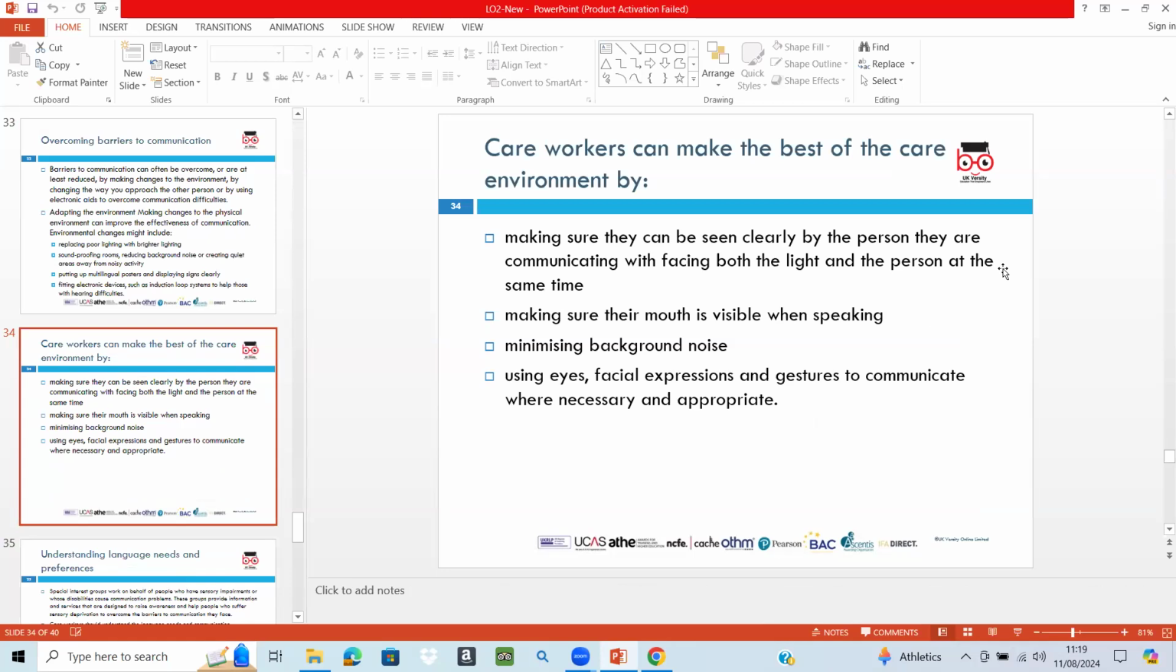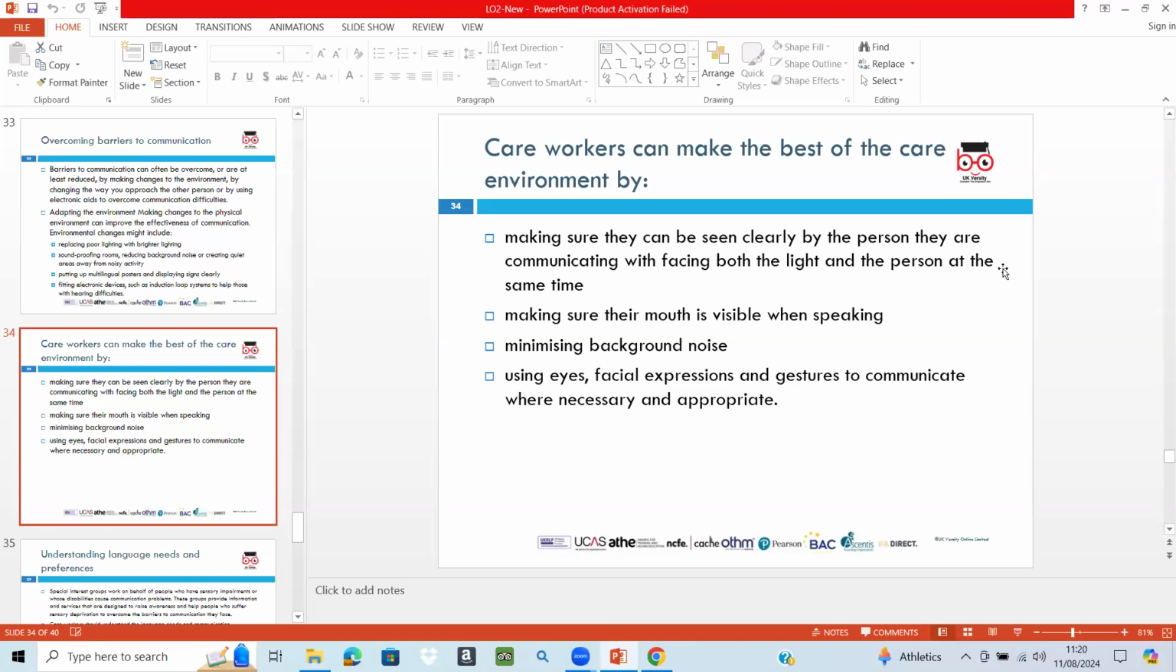Again, we have brighter lighting. Good lighting is essential, especially for service users who rely on visual cues, such as those with hearing impairments who lip read. For example, ensuring that the room is well lit can help service users see facial expressions and lip movements more clearly, improving their understanding of the conversation.